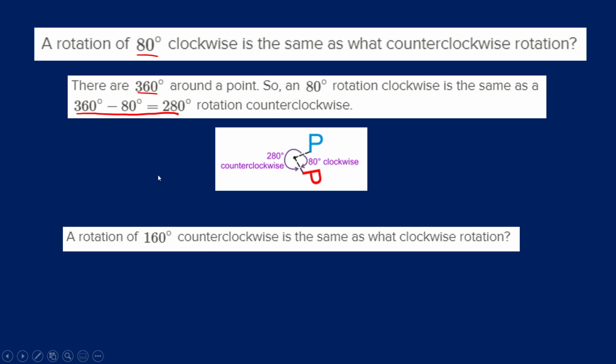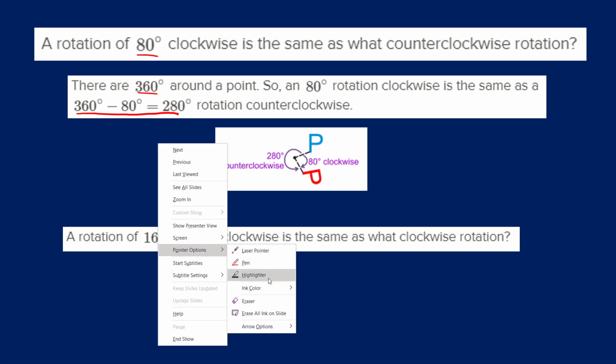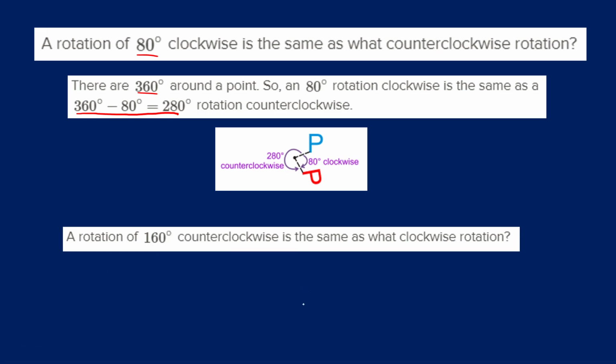And so simply, a rotation of 160 counterclockwise is going to be the same as, you would simply say, 360 minus 160, which is 200 degrees clockwise. And it is okay if you abbreviate clockwise CW and counterclockwise CCW. That is fine. Okay, so any rotation can be described in two ways.